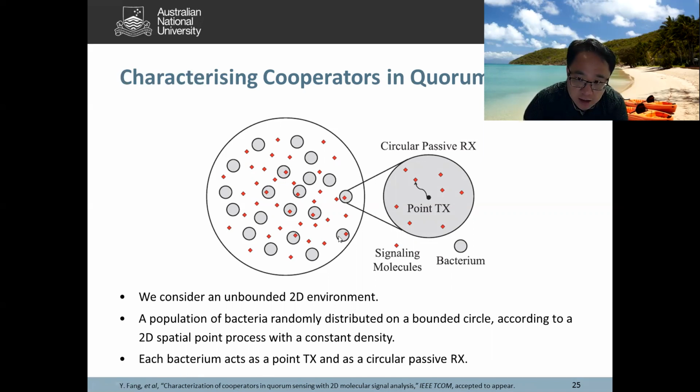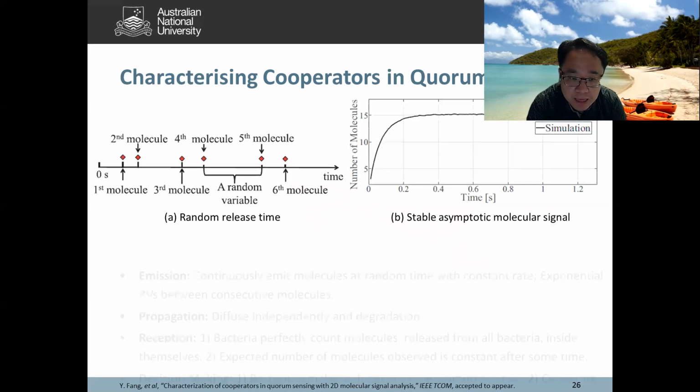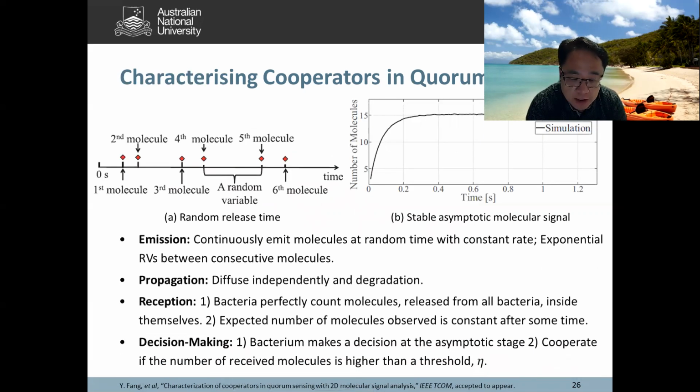And as we mentioned, according to the principle of quorum sensing, each bacterium acts as a point transmitter and a circular passive receiver. So it releases molecules, and then it also recaptures molecules, as the transmitter and as the receiver. And in this model, we try to describe a few molecular propagation processes.